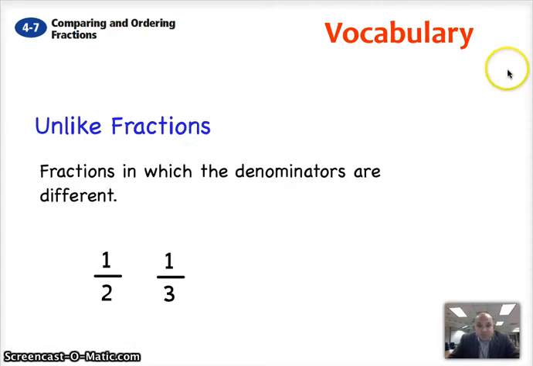The second term is unlike fractions. Now, as you can guess, these are fractions in which the denominators are different. Here we have 1/2 and 1/3. We can see the denominator of a 2 is different from the denominator of a 3.